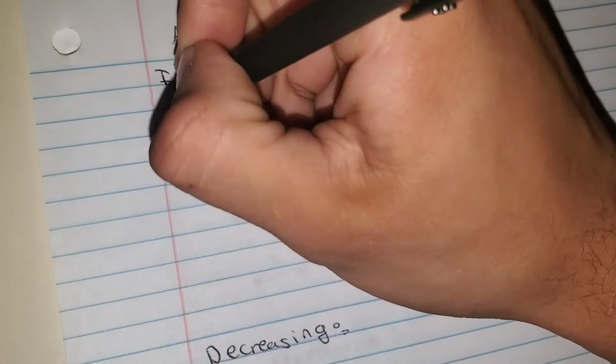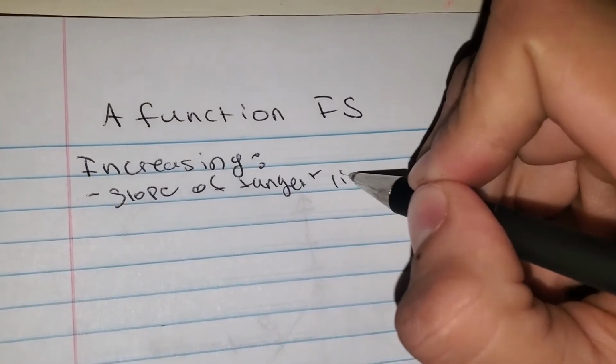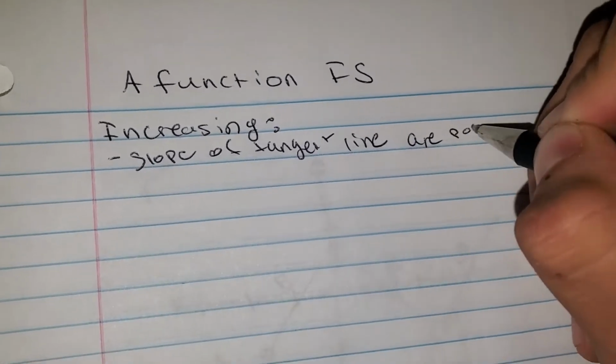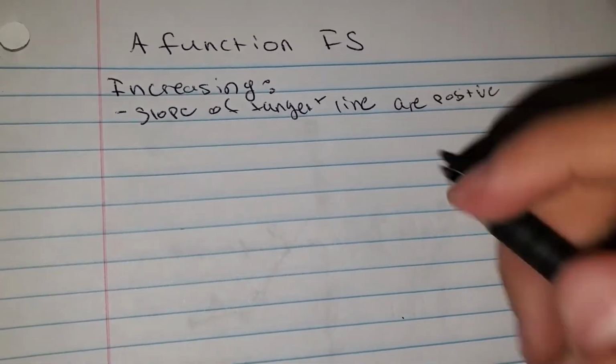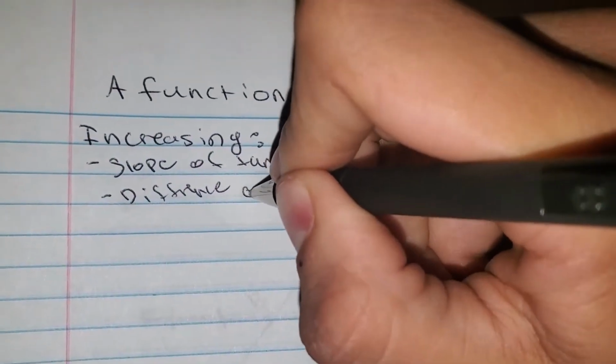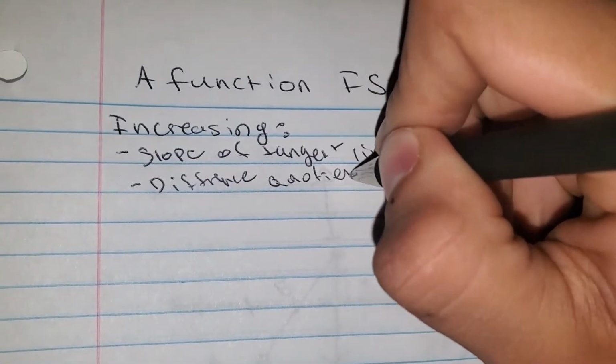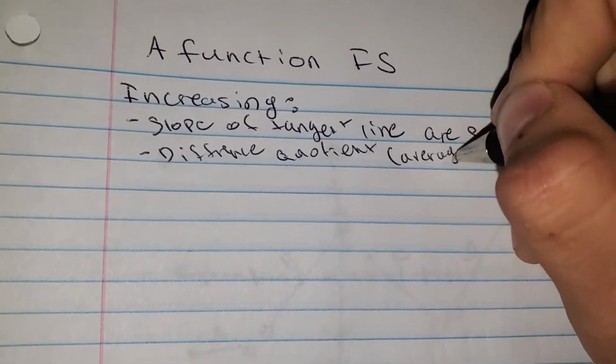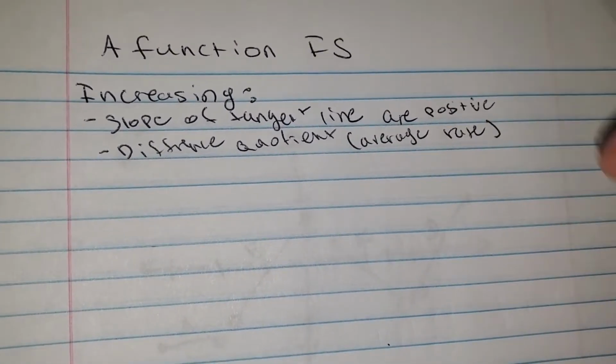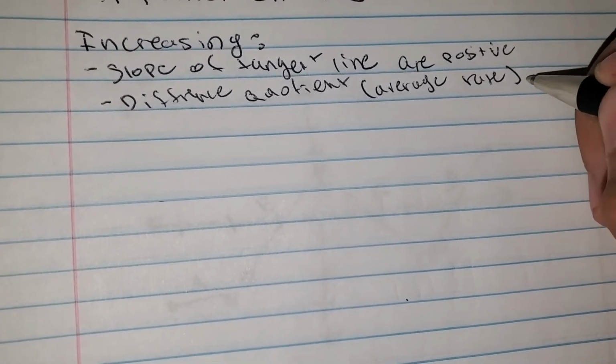Okay, so first let's determine some terminology. We say a function is increasing when the slopes of the tangent lines are positive. That's from a calculus perspective. Now, we can also use the difference quotient, which is the average rate of change, and if that is positive as well, the function's increasing.